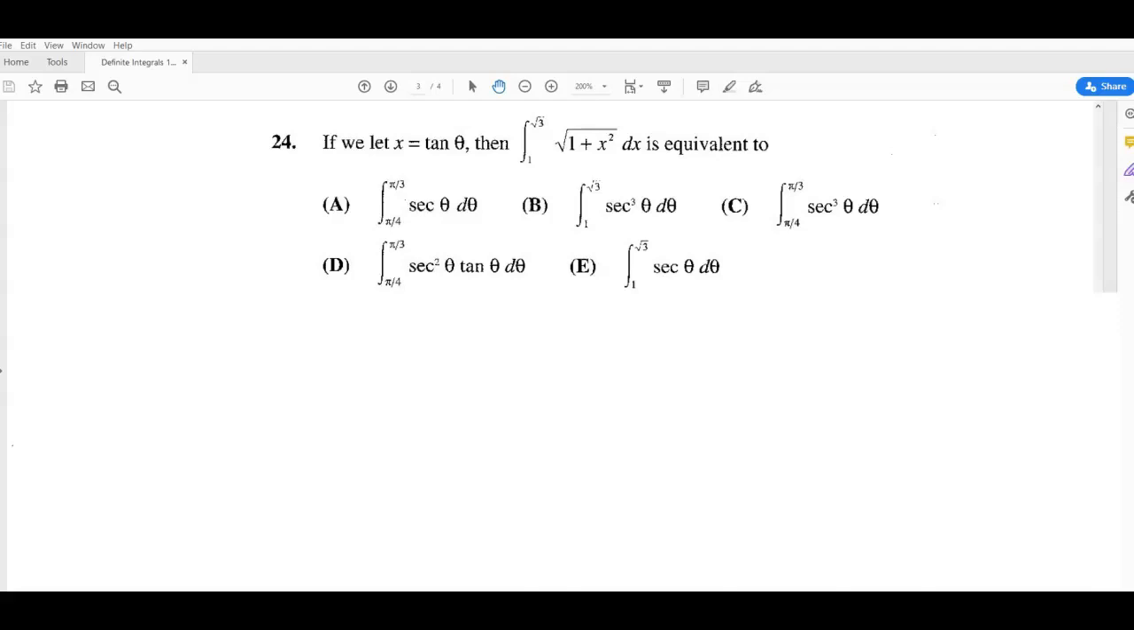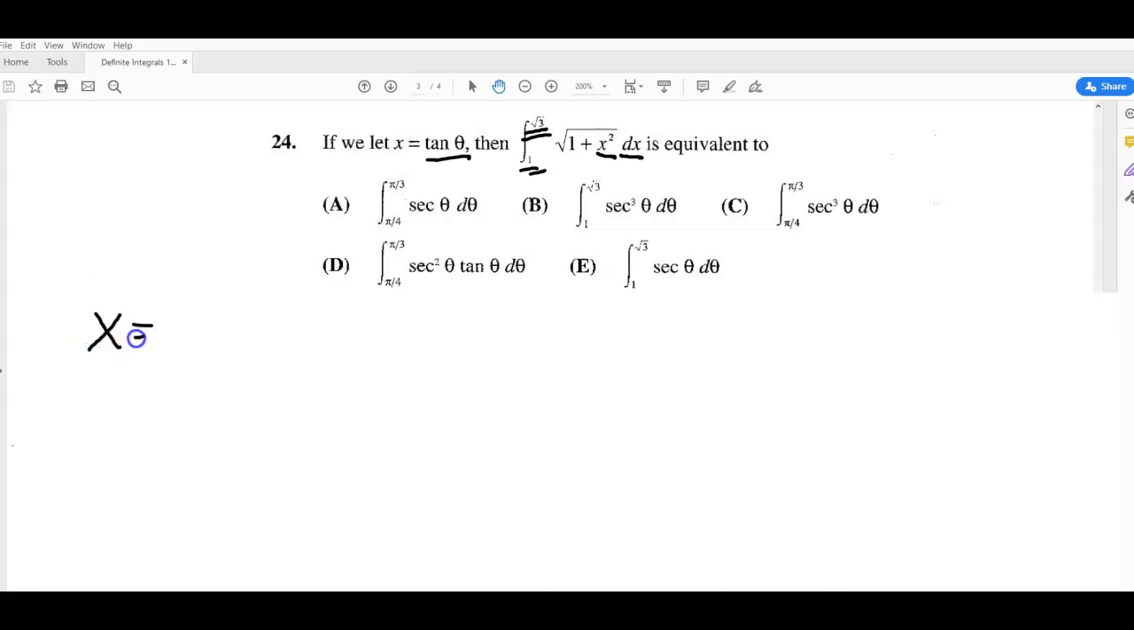So what that means is they want us to replace the x with tangent of theta. But if you do that, you're going to have to replace this with a d theta, and you're going to have to replace these with thetas also. Okay? And you can narrow down your options a lot by just getting these. And we saw that in the last problem. But anyway, let's go ahead and continue here.